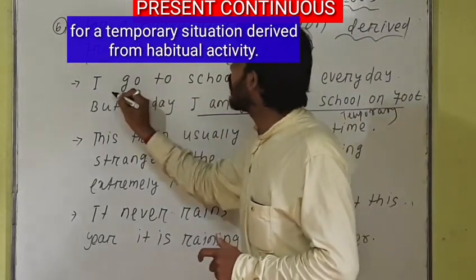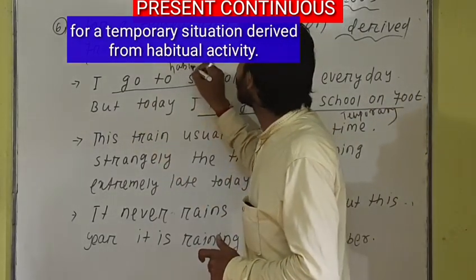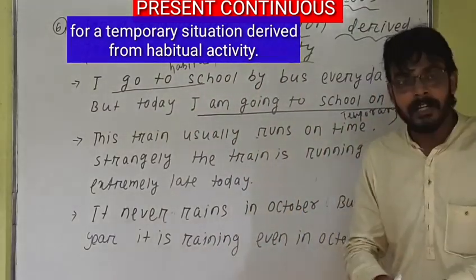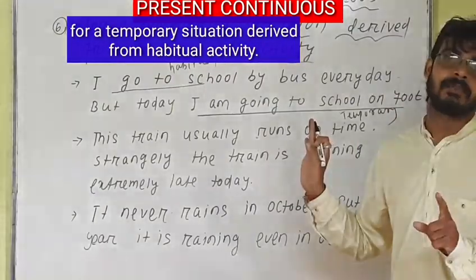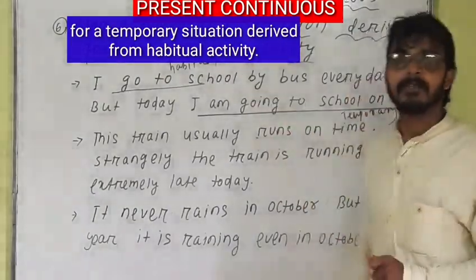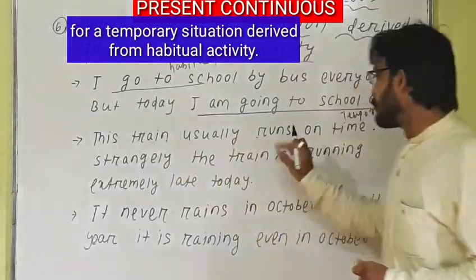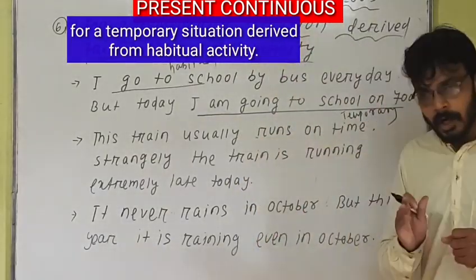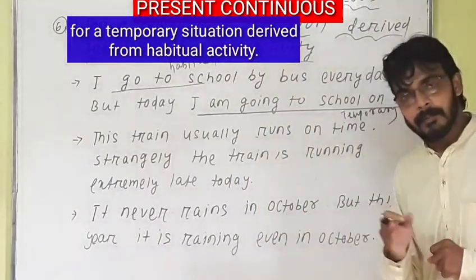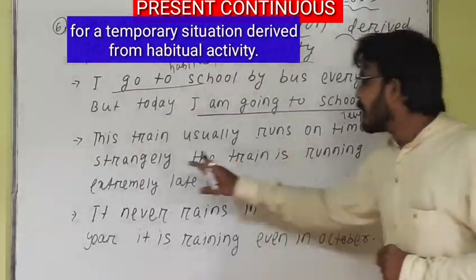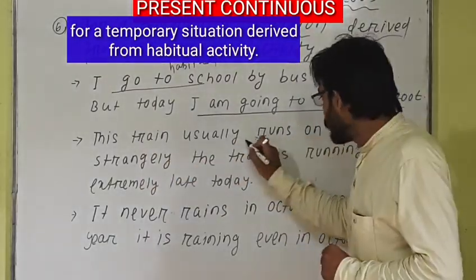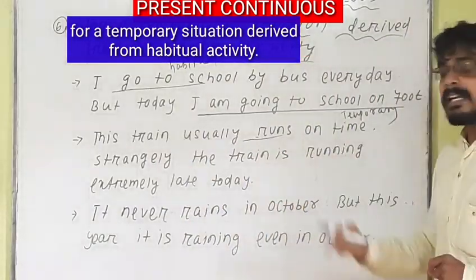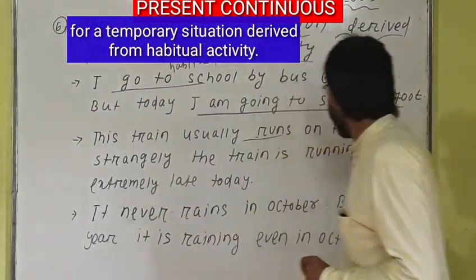This is habitual. Here I go to school by bus every day. This is my habit. But today I am going to school on foot. This is a temporary action and this is a habitual action. Next, this train usually runs on time. We use usually, sometimes, always, never also for simple present. This train usually runs on time. But the train is running extremely late today. That is temporary.